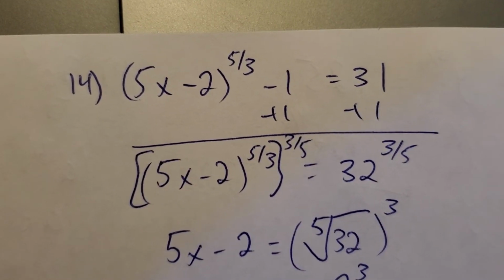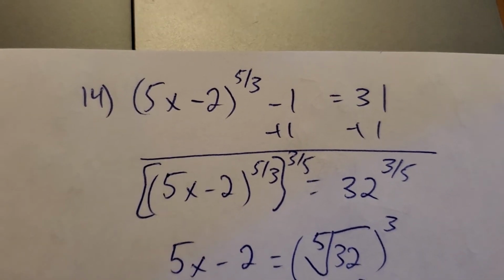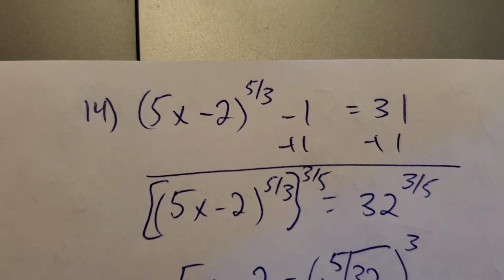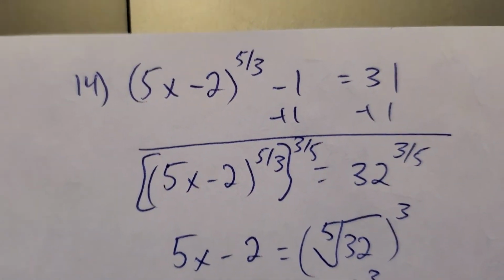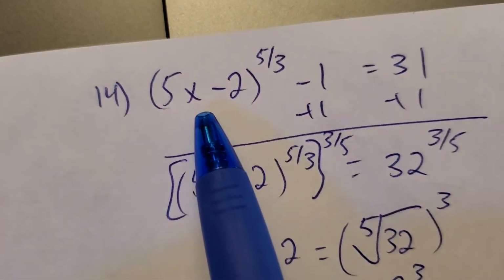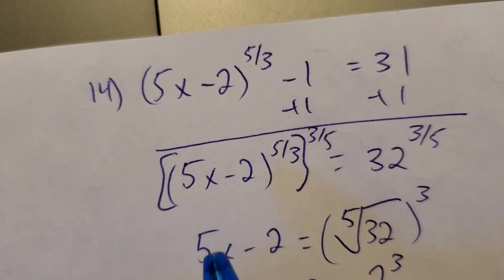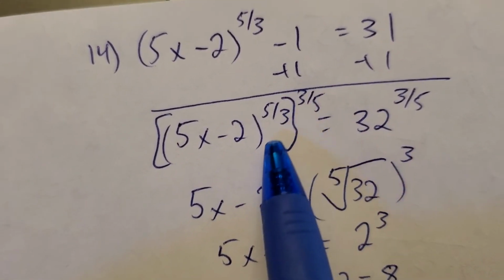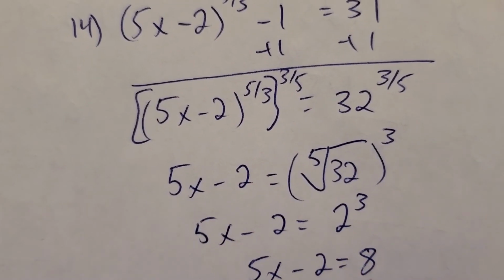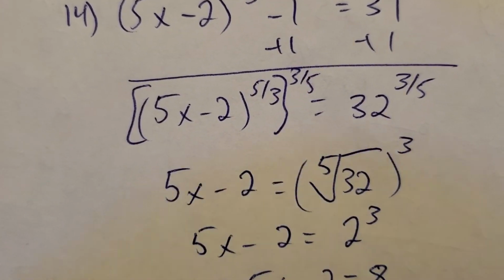For number 14, we have 5x minus 2. That whole quantity is being raised to the 5/3 power. We then subtract 1. That's equal to 31. So we've got to get this exponential term all alone. So we add 1 to each side. We get 5x minus 2 to the 5/3 power is equal to 32. Then we raise both sides to the reciprocal exponent, which is 3/5.